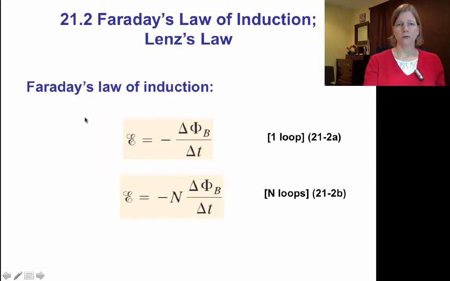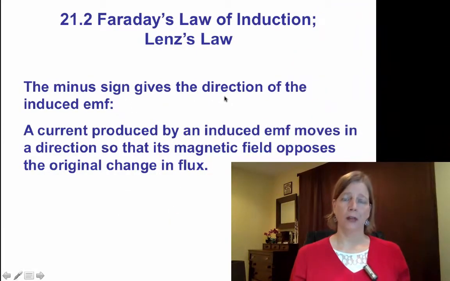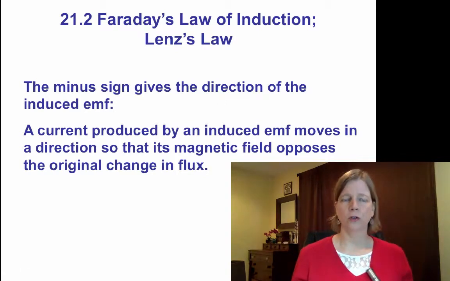So we can define Faraday's law of induction now as the EMF, or potential, produced in a loop of wire is equal to the negative of the change in magnetic flux over time. Or if instead of having just a single loop of wire, you have multiple loops of wire, then you just multiply by the number of loops. So if you had 5 loops of wire, you'd have 5 times the EMF. So we have a negative sign there. The minus sign gives the direction of that induced potential, that induced current.